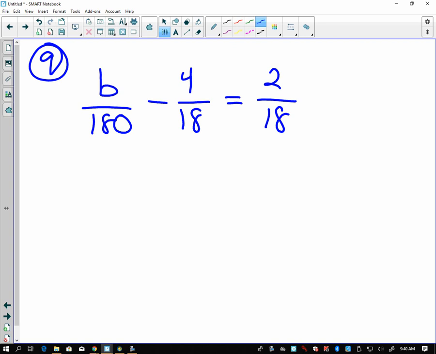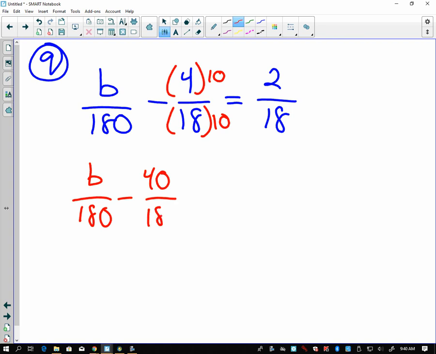Okay. So how do I get that common denominator? I mean, b over 180 already has 180, so what are you doing then? You're multiplying just this by 10? Oh, top and bottom by 10. Okay. All right, so I have b over 180 minus what? 40 over 180.